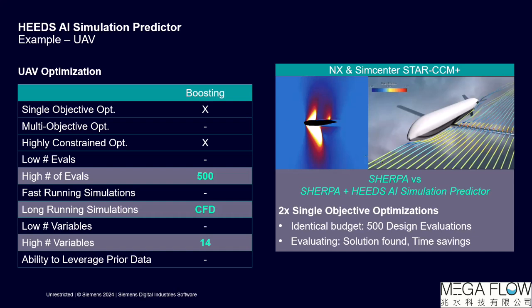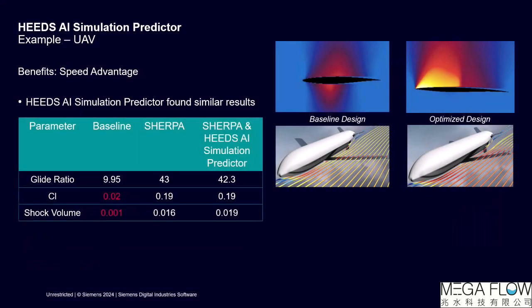We are concerned with first ensuring we can find a similar solution when leveraging HEEDS AI Simulation Predictor, and secondly, if so, what type of time savings do we see? For this problem, we found a similar solution when leveraging HEEDS AI Simulation Predictor to when we didn't. The same exact design was not obtained, however, for all intents and purposes, relative to the baseline performance, a similar innovation goal was attained.